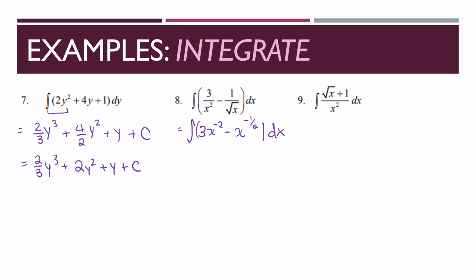All right, now I can integrate per usual. So I'm going to add 1. That takes me to x to the negative 1. And then I'm going to divide by my negative 1. Same process over here. I'm going to add 1, but I'm going to add a fancy one. So I'm going to add 2/2.